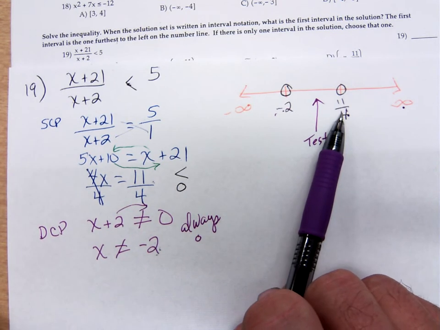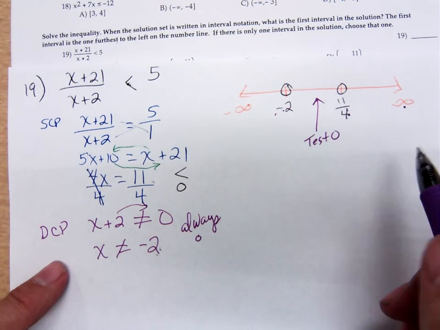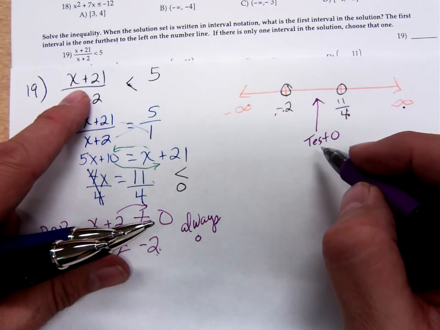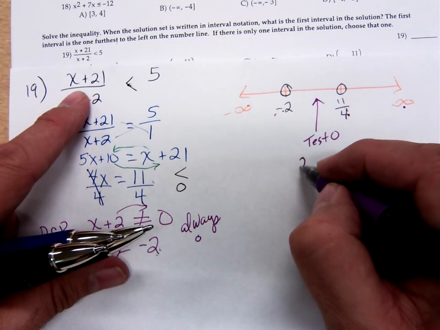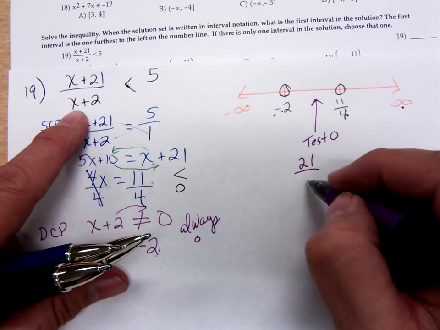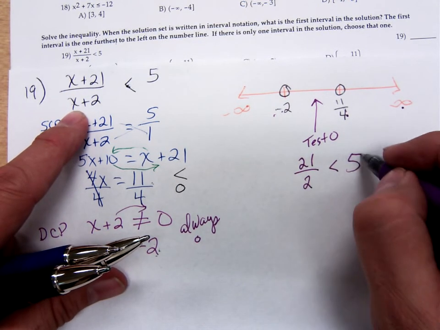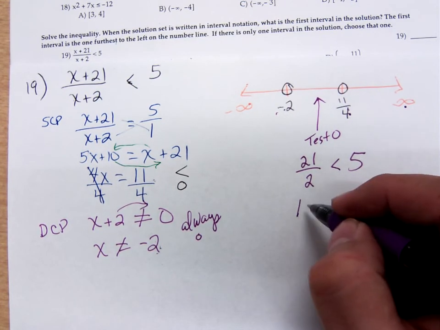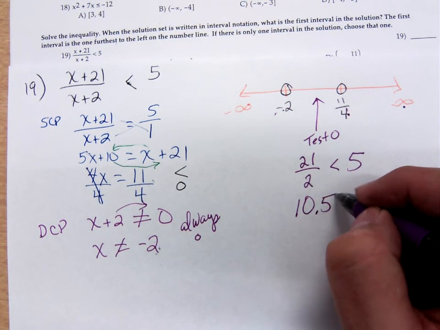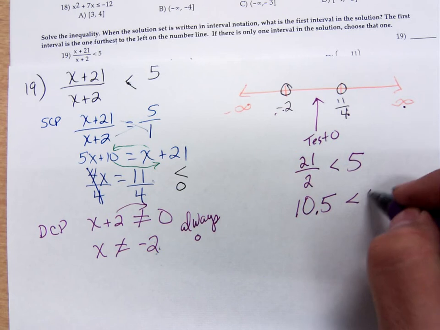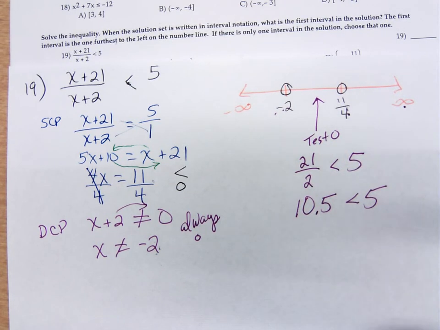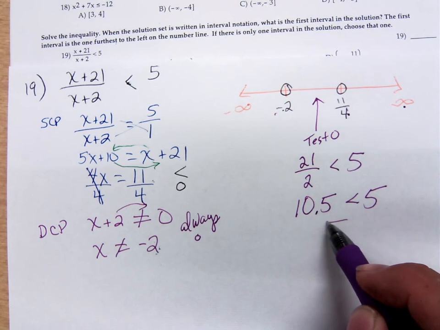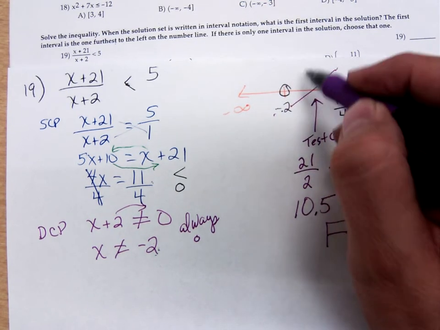Testing the 0, I'm plugging it into the original problem. 0 plus 21 is 21. 0 plus 2 is 2. And it says it's less than 5. What is 21 divided by 2? If you punch that into your calculator, you're going to get 10.5. 21 over 2 is 10 and a half. So is 10 and a half, or 10.5, less than 5? True or false? False. So we'll say false, true, and true.